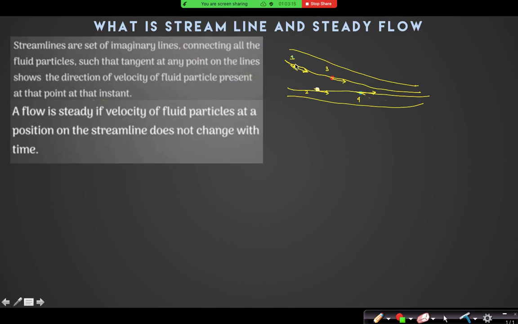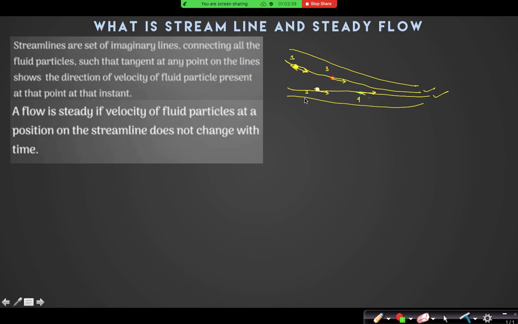and also if I draw a tangent at this point 1, I will find the direction of fluid velocity at this point. If I draw a tangent at this point 3, I can find the direction of fluid velocity at this point. Yes or no? Yes, sir. Similar is the case for 2 and 4. So these two lines qualify for being streamlines.